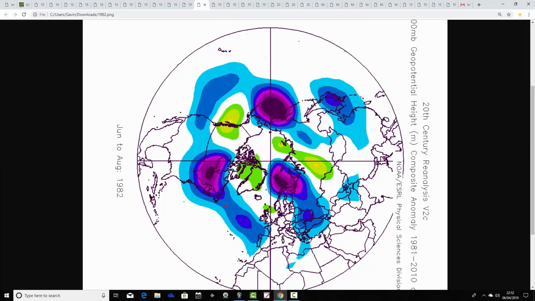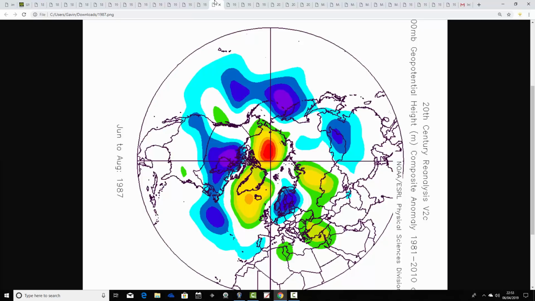1982 coming up next. So this is rather an unsettled but warmer summer. It has below average heights out to the west-southwest, has some above average heights, albeit quite weakly, to our northeast. The flow is going something like that. So the air is actually quite warm with this summer. It's quite a warm summer, but it is also an unsettled summer. June 1982 was particularly dismal.